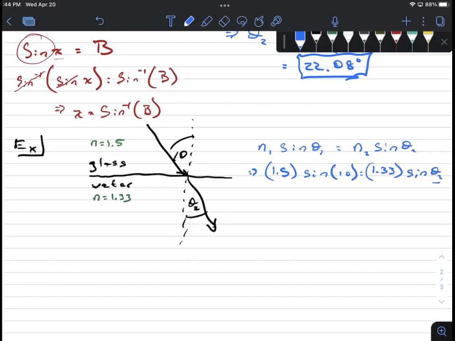So just as before, I want to solve this for theta 2. So let me do a little algebra. Sine of theta 2 is 1.5 over 1.33 times sine of 10. And then, of course, I want to get out of the sine, so I do inverse sine of both sides. Theta 2 is inverse sine of 1.5 over 1.33 sine of 10.